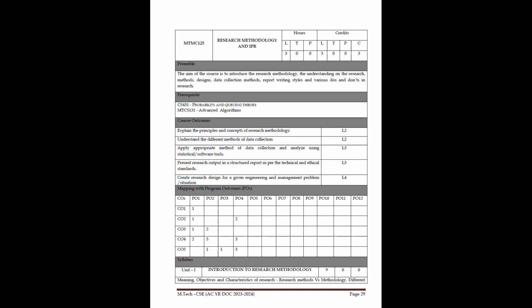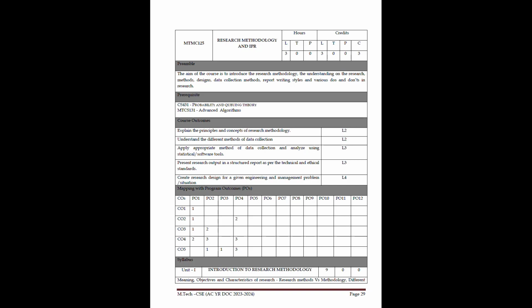We have CIA 1, CIA 2, CIA 3, and the end semester exam. CIA 2 would be the mid semester exam, and the end semester exam carries the most weightage out of all the assessments, but this is continuous internal assessment. So you have to keep on learning the concepts and prepare yourself for the subject. Research methodology and IPR is a very good subject.